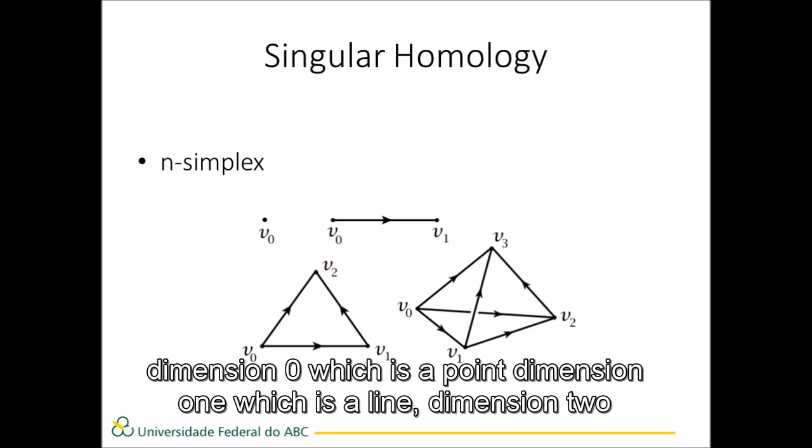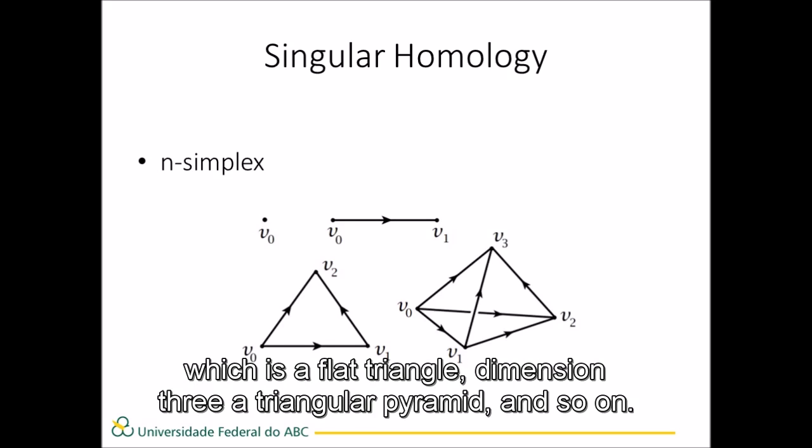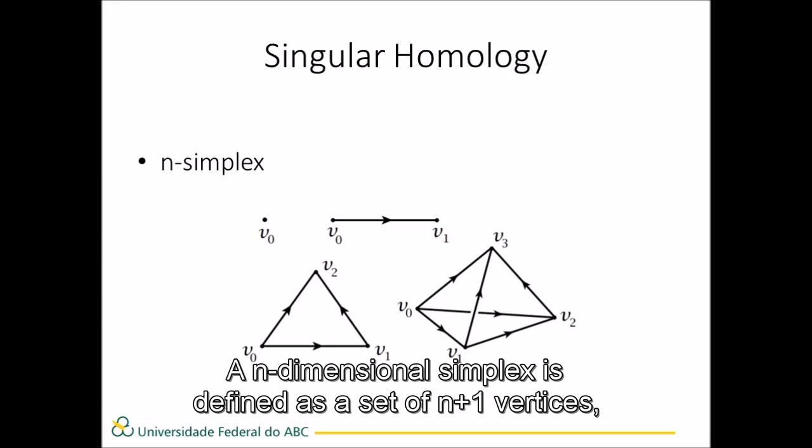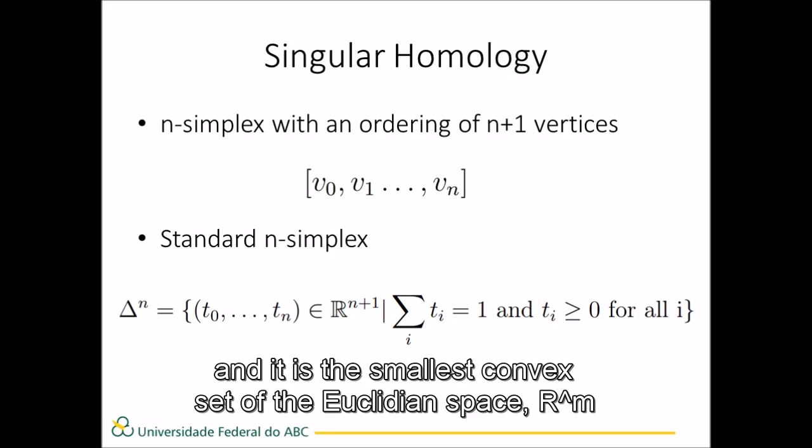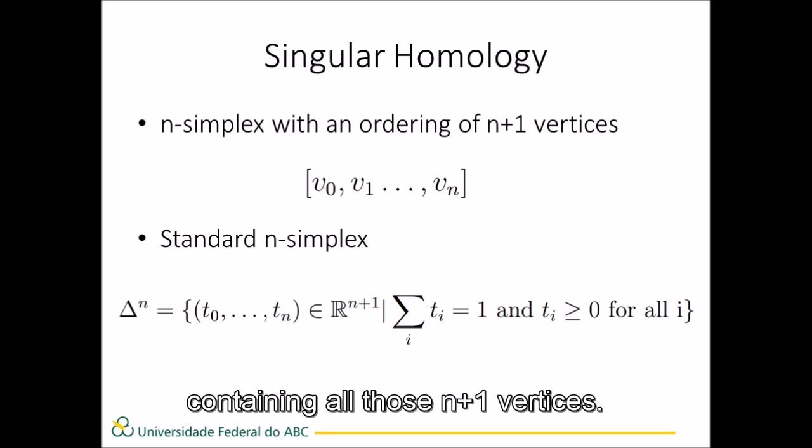The simplex of dimension 0, which is a point, dimension 1, which is a line, dimension 2, which is a flat triangle, dimension 3, a triangular pyramid, and so on. An n-dimensional simplex is defined as a set of n plus 1 vertices, and it is the smallest convex set of the Euclidean space R^m containing all those n plus 1 vertices.